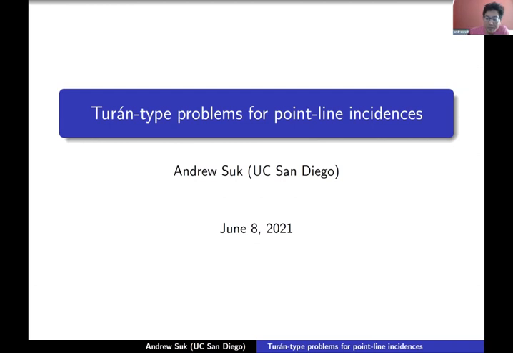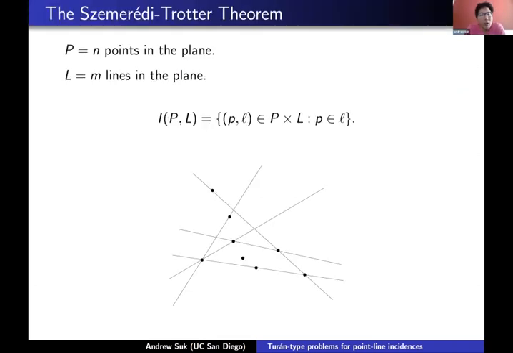I'll start off my talk by recalling the famous Szemerédi-Trotter theorem, which is about points and lines in the plane. If you have a bunch of points and lines in the plane like this picture here, an incidence is a point line pair where this point P lies on this line L. I'll denote capital I of P, L to denote the set of incidences between a point set P and a line set L.